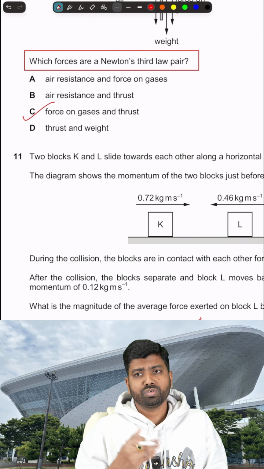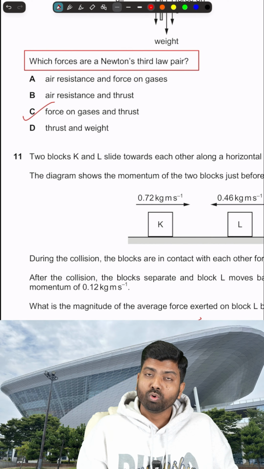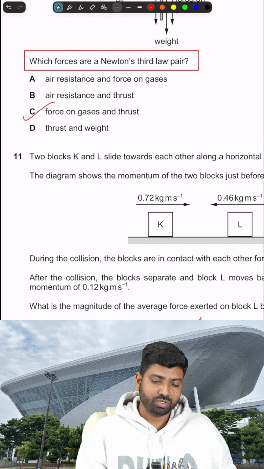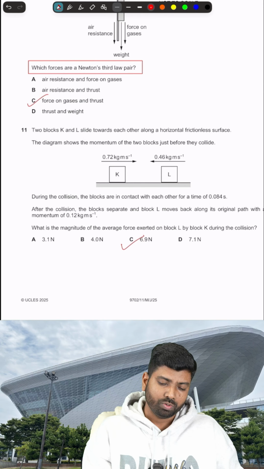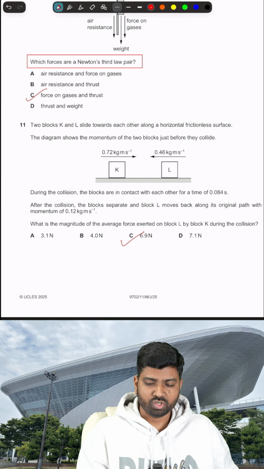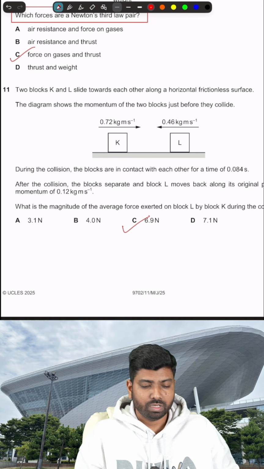Maybe you may be confused. If you want a more detailed explanation, you can write. I will definitely give you more explanation with some other examples. So we are discussing the past paper. This is the answer for this question, right? Shall I move to question number 11?